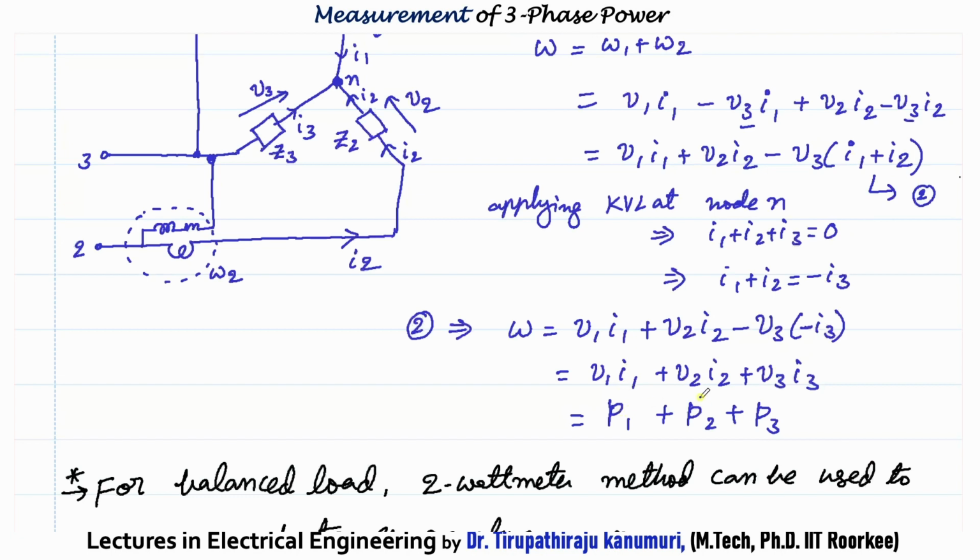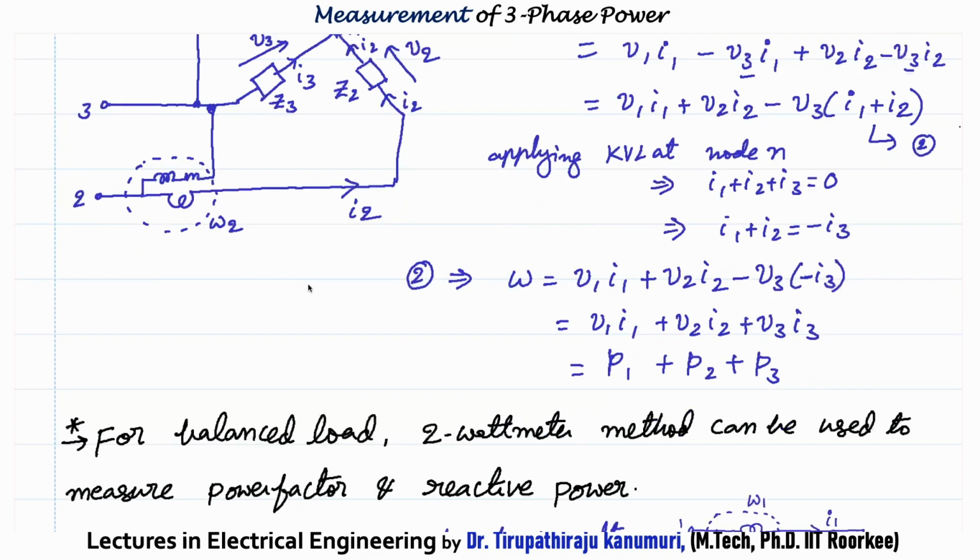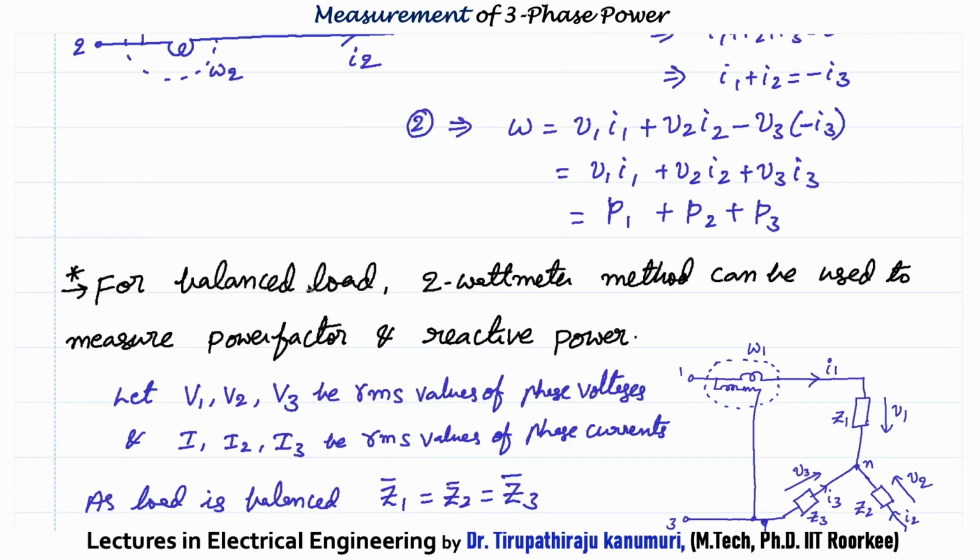V1 I1 is power 1, V2 I2 is power 2, and V3 I3 is power P3. That means it is measuring the power consumed by the individual impedances. That means using just 2 wattmeters, we can measure the power in the unbalanced or balanced case in the case of a star connected load.